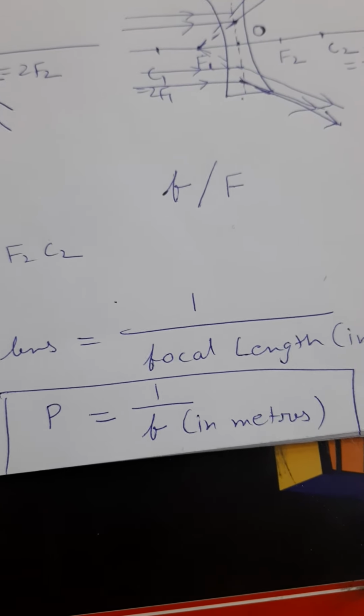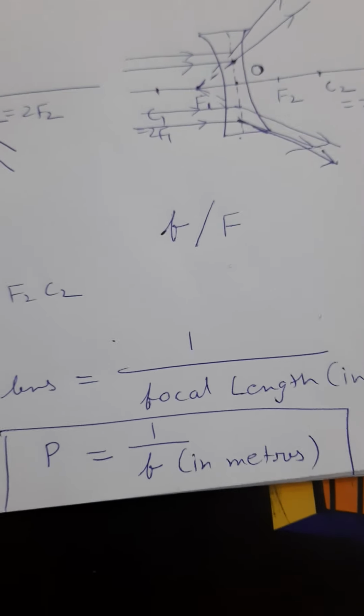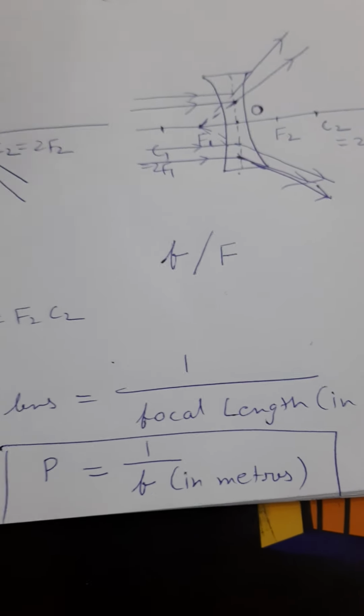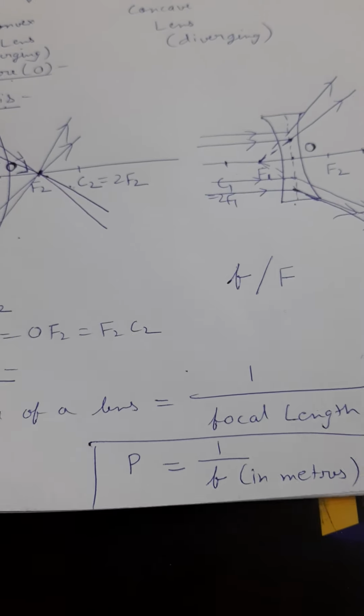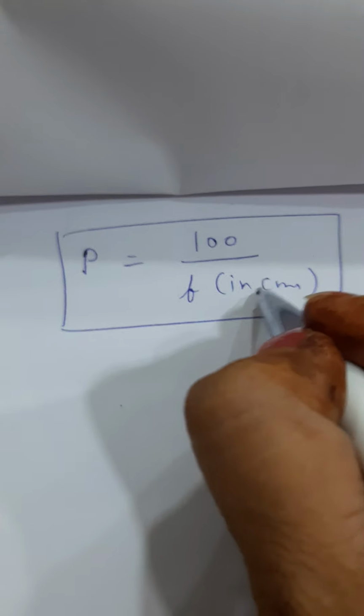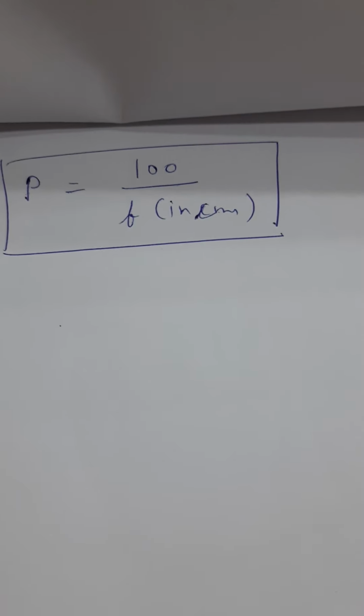This is the last topic of your book, but I have taken this one first so that whenever I discuss numericals based on this one, it will be understood by you very easily. Now, if power is given and focal length is given in centimeters, then we can write this formula. While solving numericals, you will have to take care very carefully. If it is in centimeters, then we will write 100 by F.